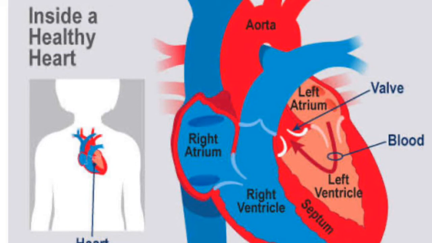Letter B. Semilunar valves. The pulmonary valve guards the opening between the right ventricle and the pulmonary artery. The function is to prevent backflow of blood from the aorta to the left ventricle.